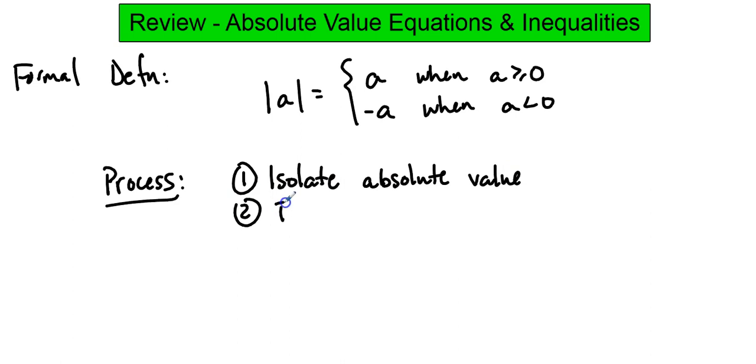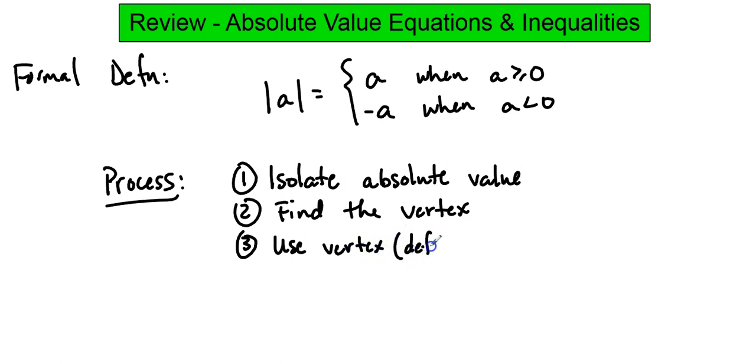Number two is find the vertex, because the vertex is going to tell us where our two cases come from, when we go to the right of the vertex and to the left of the vertex. And the last thing is really to use that vertex, and that's the definition part. Let's use the definition part to split this thing into two statements. Okay, so this is our process. Always isolate the absolute value first, then find the vertex, and then use the vertex to split it into two statements, and we can solve from there.